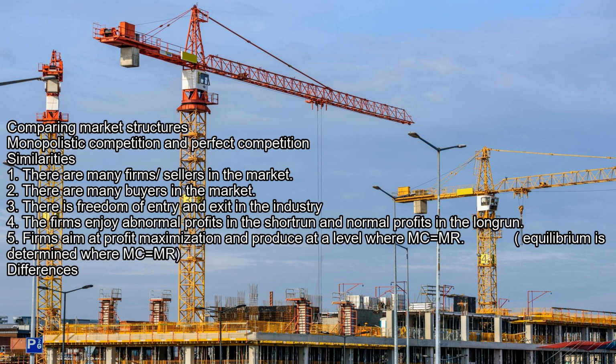Comparing market structures. Monopolistic competition and perfect competition. Similarities. 1. There are many firms/sellers in the market. 2. There are many buyers in the market. 3. There is freedom of entry and exit in the industry. 4. The firms enjoy abnormal profits in the short run and normal profits in the long run. 5. Firms aim at profit maximization and produce at a level where MC equals MR. Equilibrium is determined where MC equals MR.